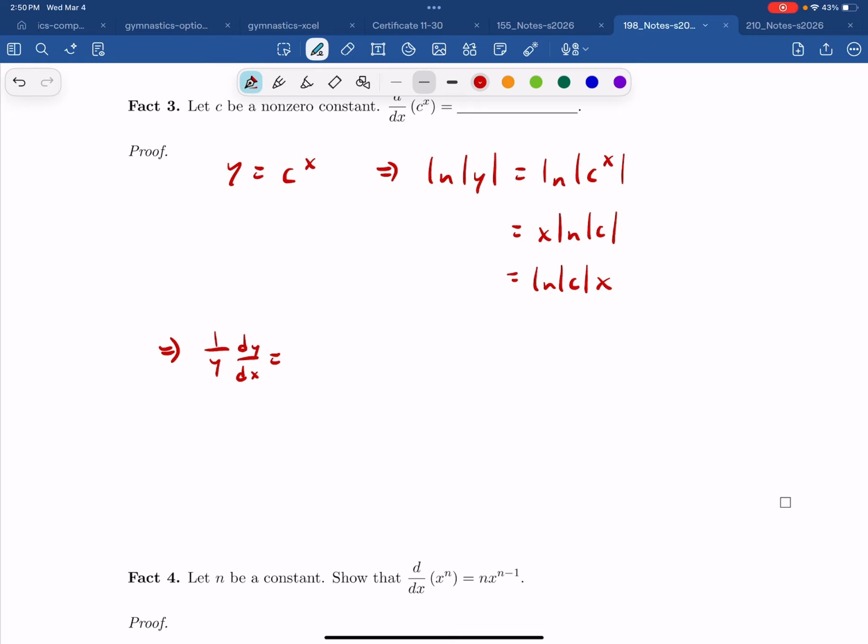And on the right side, well, the x goes away and the constant remains. So we get dy over dx equals ln of the absolute value of c times y, which is ln of the absolute value of c times c to the x. So the derivative of 3 to the x is ln of 3 times 3 to the x.